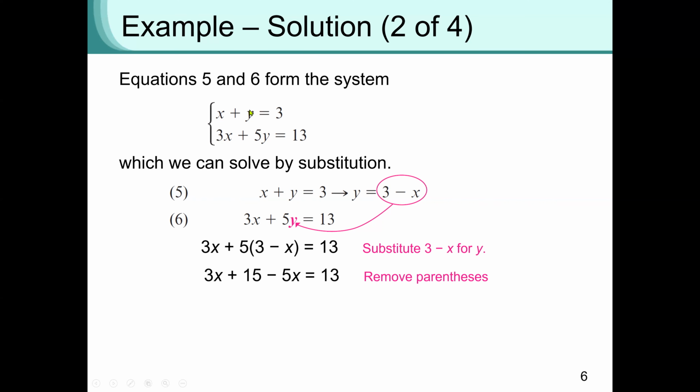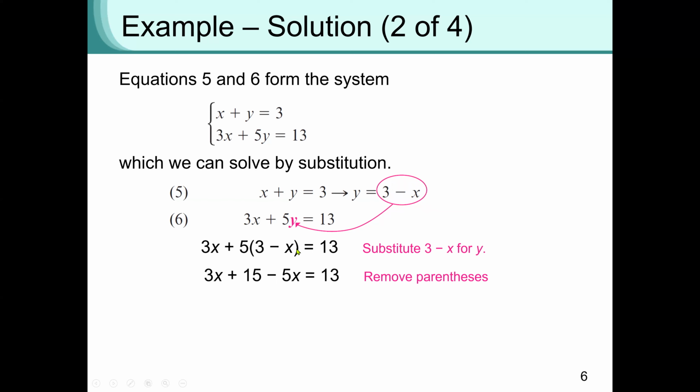So we take the first equation, x plus y equal to 3. To find y, it's equal to 3 minus x. That's what we get. We take the second equation. Anywhere we see y, we substitute with 3 minus x. And that's what we have here.